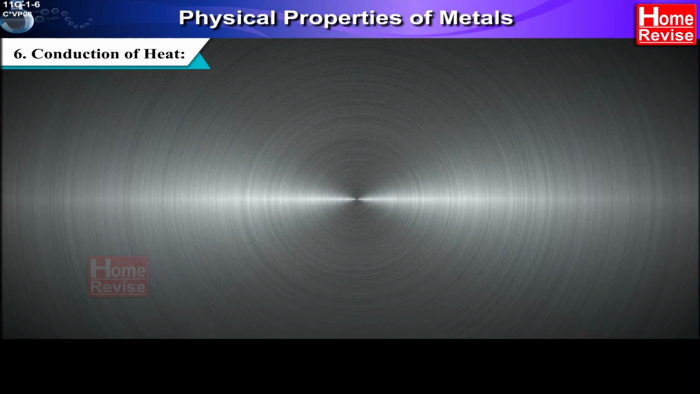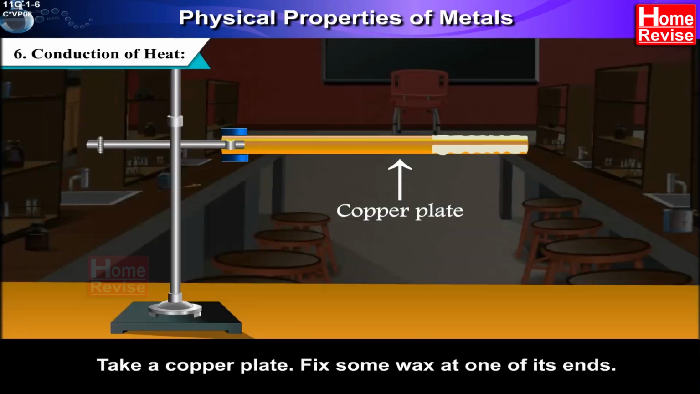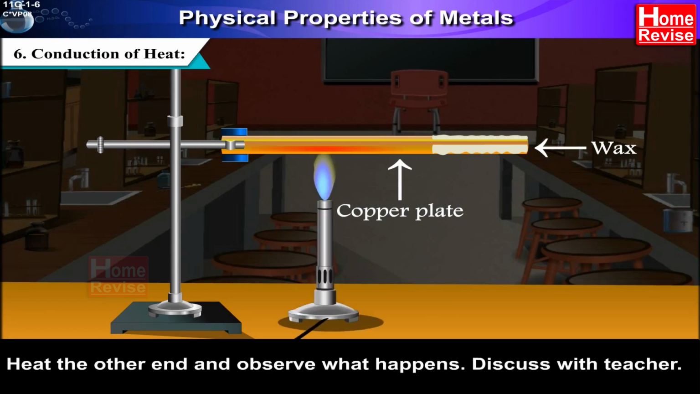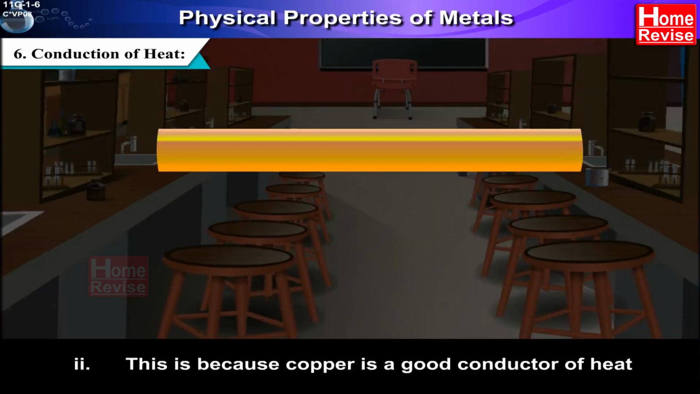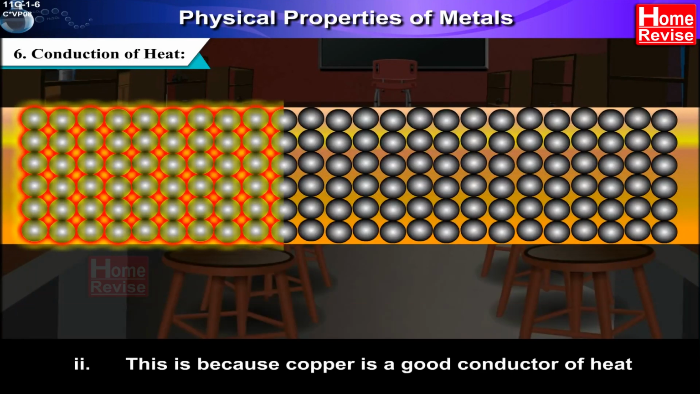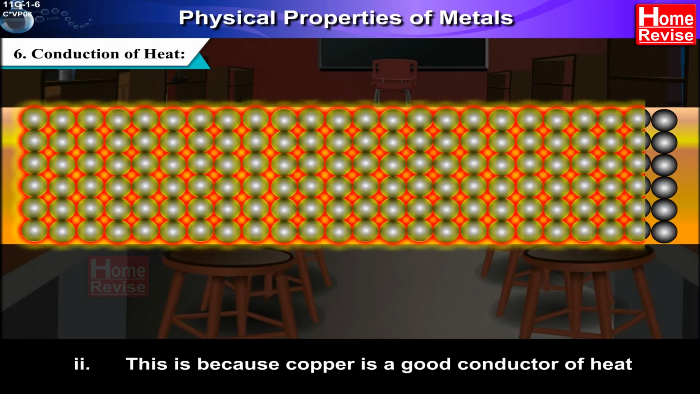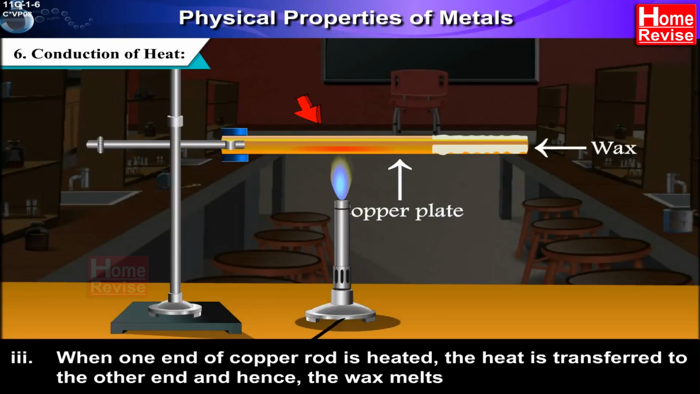6. Conduction of heat. Take a copper plate. Fix some wax at one of its ends. Heat the other end and observe what happens. Discuss with teacher. First, the wax melts. Second, this is because copper is a good conductor of heat. Third, when one end of the copper rod is heated, the heat is transferred to the other end and hence the wax melts.